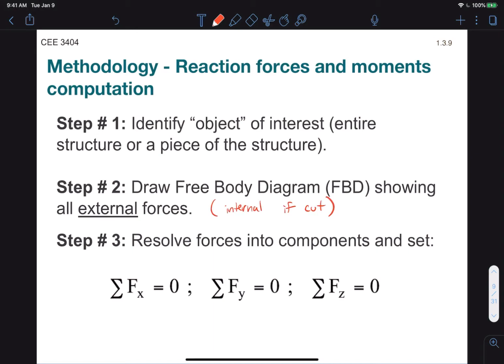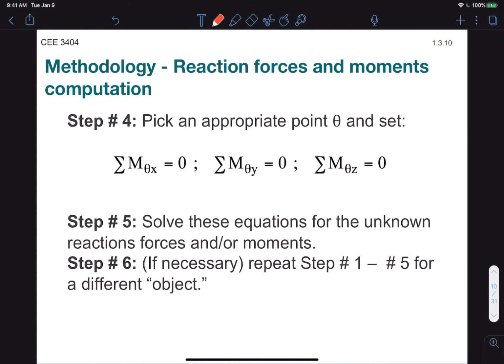Then we resolve forces into the X, Y, and Z axes, and we set the sums to 0. We also pick an appropriate point, any point in the structure, and we set the moments around that point to be 0. And finally, we solve all these equations, potentially 6 equations. And if, for example, we still don't have enough equations, we can go back to step 1 and repeat the process with a different slice of the structure until we do.